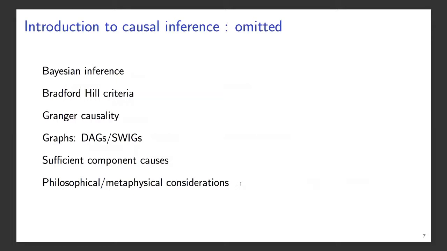As I mentioned, causal inference is a very broad area, and so we can only do so much in one webinar. Many areas I won't be touching on. I won't talk about Bayesian inference, the classic Bradford Hill criteria for causality, or any of the other topics listed on this slide. I don't mean to diminish these as being important, but we have to make some decisions about what we'll discuss in our time.